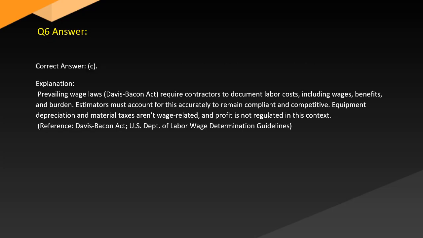Answer. Correct answer: C. Explanation. Prevailing wage laws, Davis-Bacon Act, require contractors to document labor costs including wages, benefits, and burden. Estimators must account for this accurately to remain compliant and competitive. Equipment depreciation and material taxes aren't wage-related, and profit is not regulated in this context. Reference: Davis-Bacon Act, Department of Labor Wage Determination Guidelines.